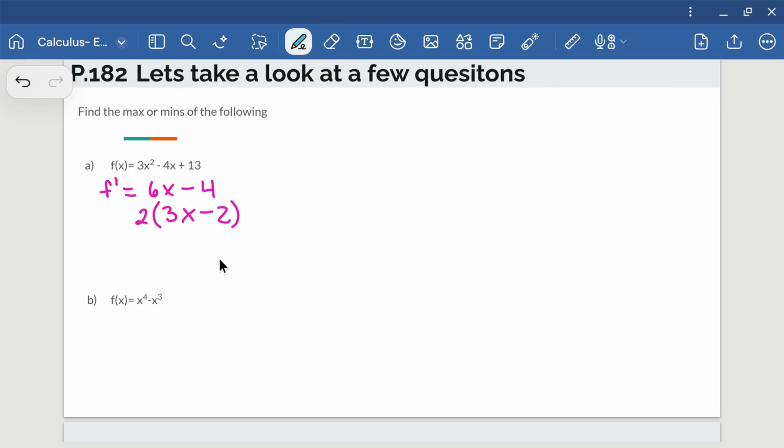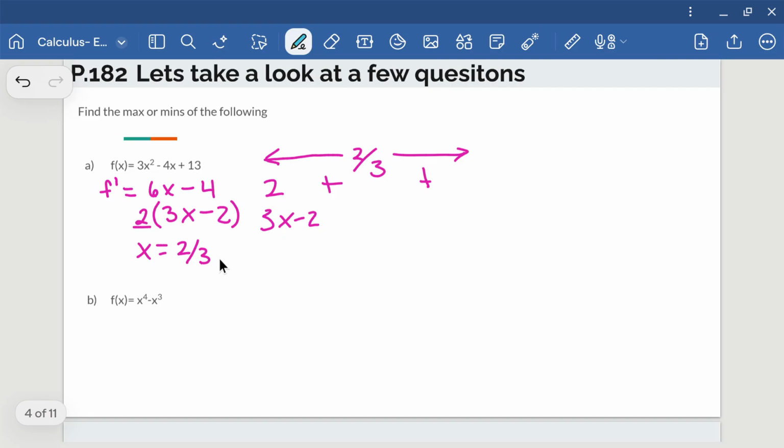Now that we have this, that means that you have your critical number of 2/3 if we set our factor equal to 0. And if we do look at a number line, which I do highly recommend is the easiest way to look at these problems, you have your number 2. That matters more if it was negative, and you have your factor 3x minus 2. So the value of 2 is always positive, so we're happy with that. The 2/3, that is when our slope would be equal to 0.